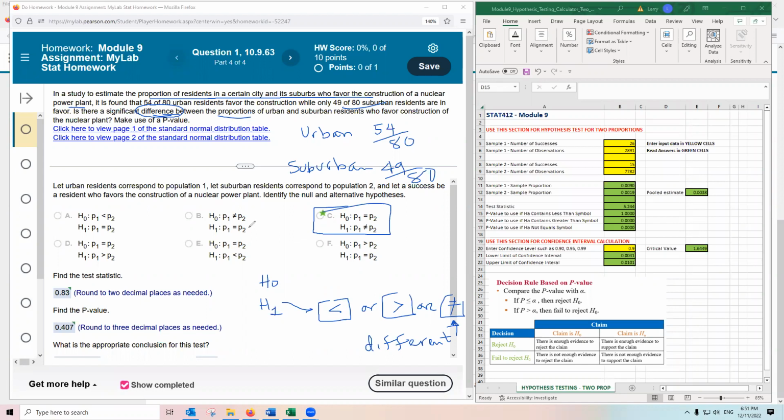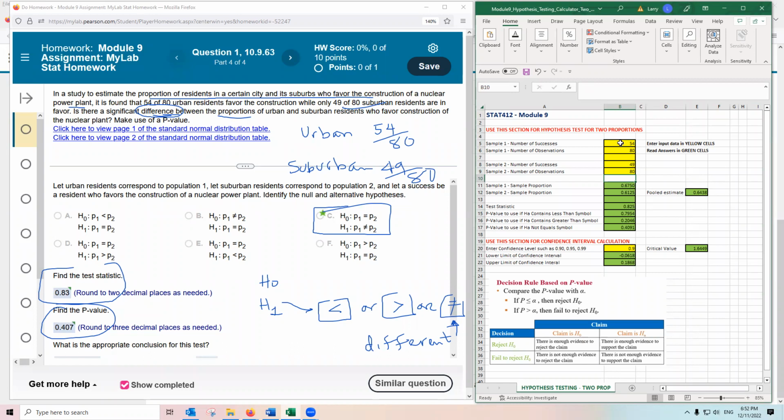All right, well, I want to know the test statistic and the p-value. So I'm going to come to this calculator. And remember, in these calculators, you only enter data in the yellow boxes, and the results are given to you in the green boxes. So let me come over here to this first yellow box. This is going to be the urban location, 54 successes out of 80 people I asked. Let me come down here to suburban. 49 people said yes out of 80 I asked.